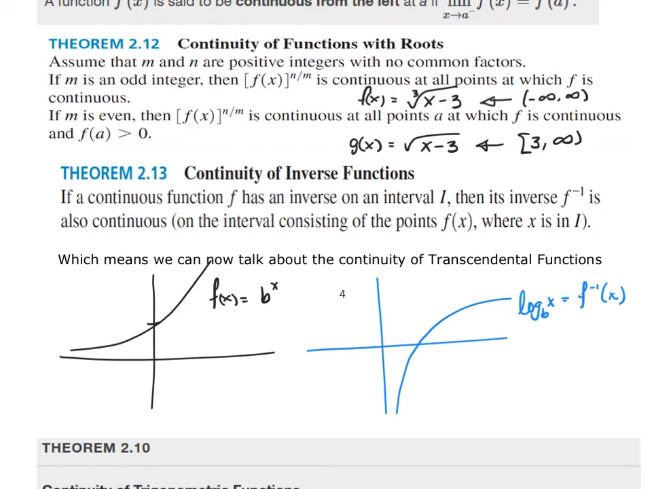So my exponential function b to the x is continuous on its domain, which is from negative infinity to infinity. My inverse is also continuous on its domain, which is non-inclusive 0 to infinity. So these are inverses of each other. This is continuous, and so its inverse is continuous on its domain.